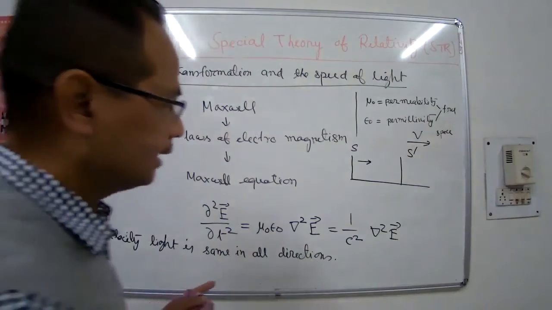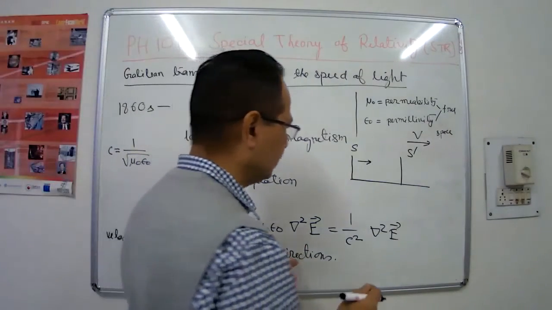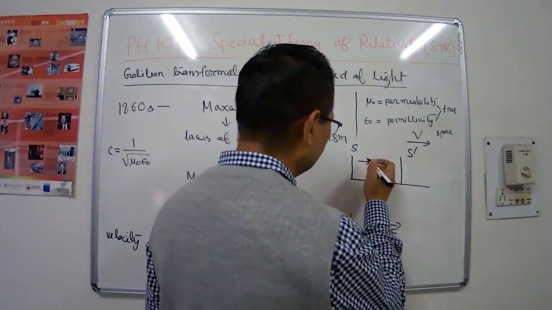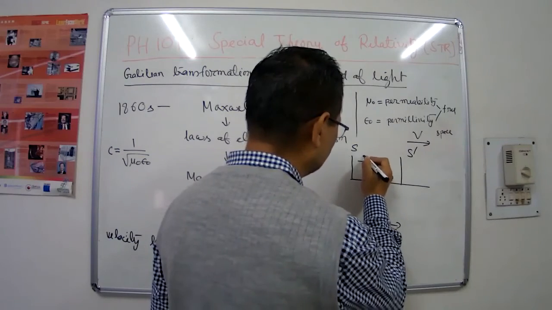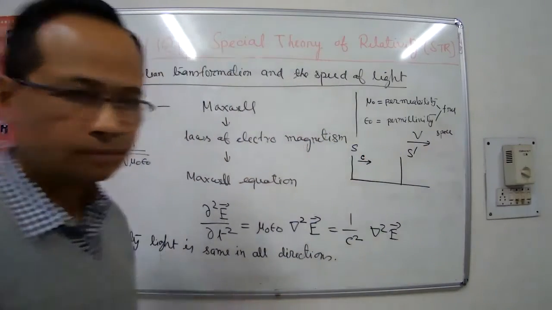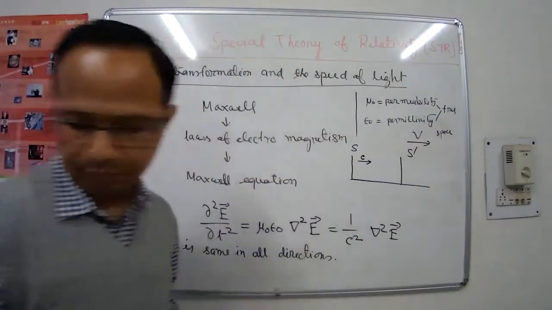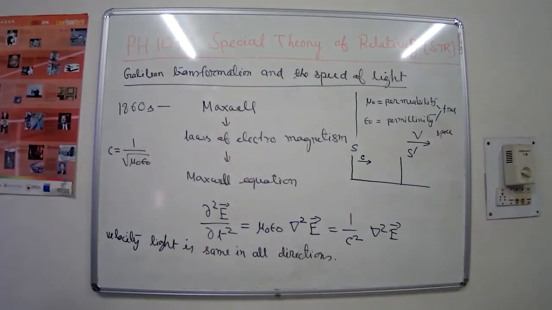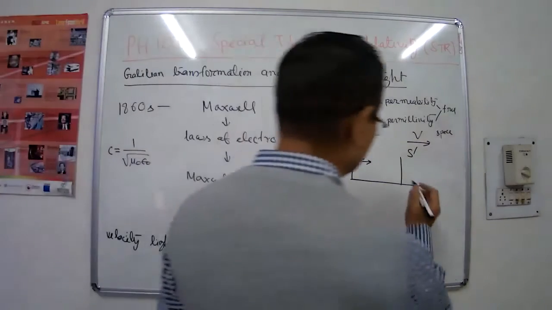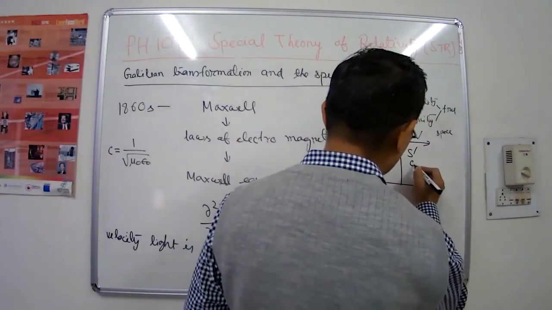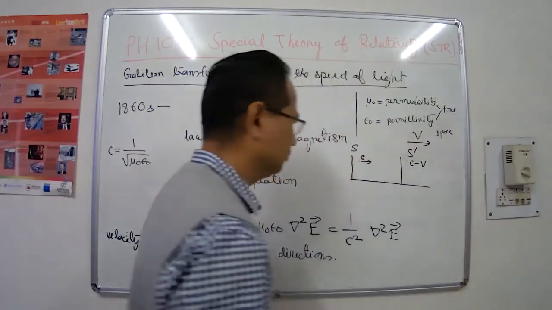And if we assume that Maxwell's equations are valid in frame S, then in frame S the velocity of light will be c. But you are making the measurement in frame S prime. So from S prime, you will consider that in frame S prime, the velocity of light will be c minus v.